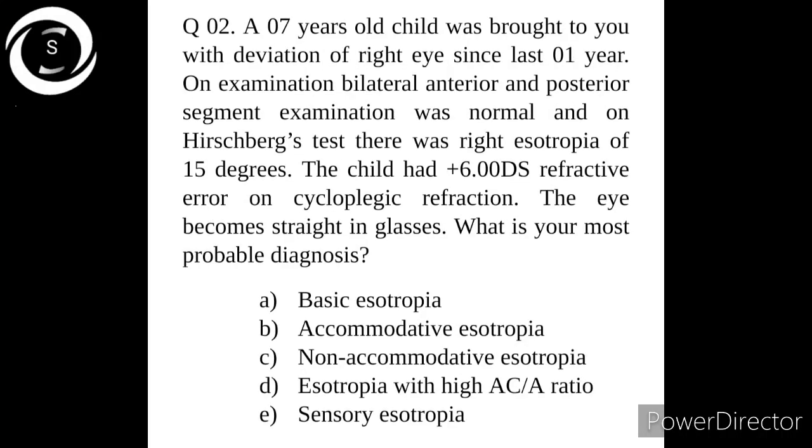Now in the second question, a 7 years old child was brought with deviation of the right eye since last 1 year. On examination, bilateral anterior and posterior segments normal. On Hirschberg, there is right esotropia, with plus 6 diopter refractive error. When you give glasses, the eye becomes straight. So esotropia, which becomes straight with glasses, that is accommodative esotropia. So that's the answer of the second question.